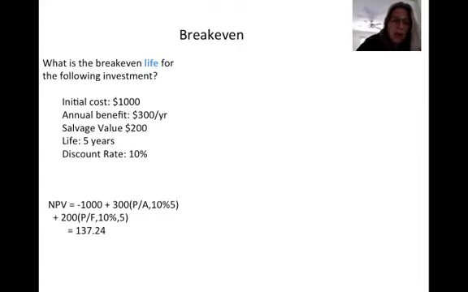One way of doing that is to calculate this base case, which is all the values they gave you, and it gives you 137 net present value. So with a 5-year life, it's a viable project. But if it's a 4-year life, is it viable? That's really what the question is.